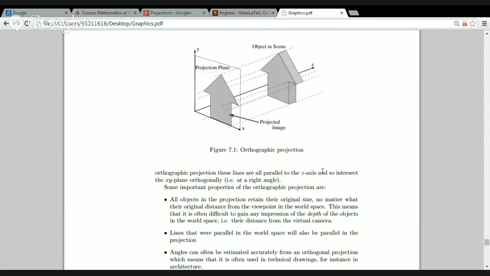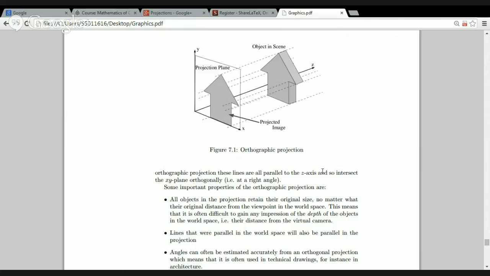Okay, and these are all meeting the XY plane. They're all intersecting the XY plane in the projected points, and they're all meeting the XY plane at a right angle, aren't they? Okay, because they're all parallel to the Z axis. Now we'll meet in the other type of projection, perspective projection, we'll meet these projector lines again, and they'll be a useful concept to talk about.